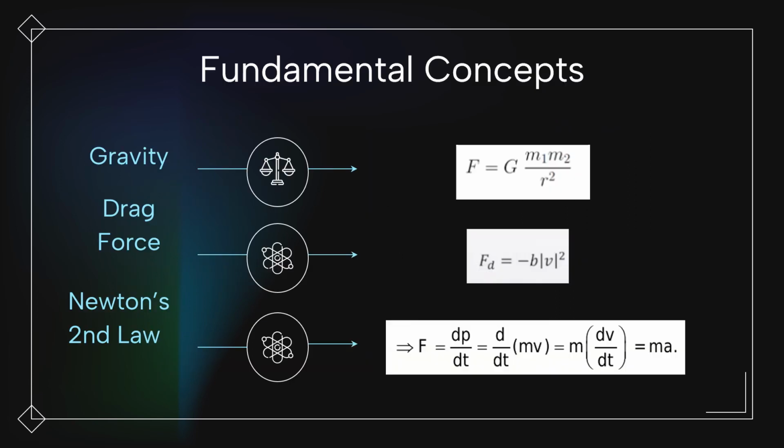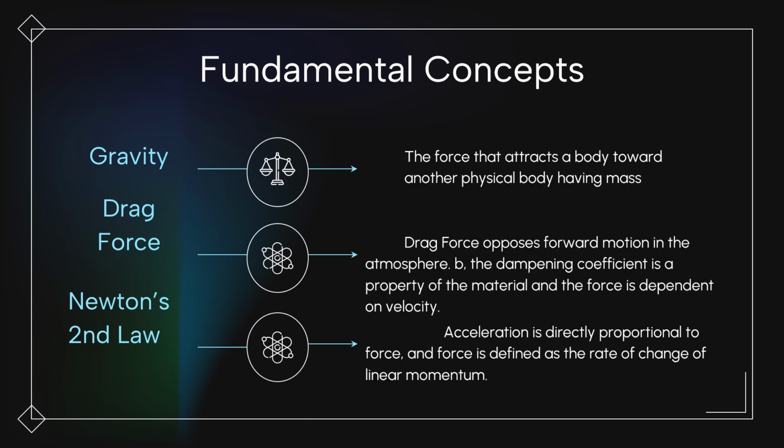So to get more into these fundamental concepts, we have gravity, which is demonstrated here, drag force demonstrated here, and Newton's second law shown here. Gravity is the force that attracts a body towards another physical body having mass, and drag force opposes forward motion in the atmosphere. B is the dampening coefficient, and it's a property of the material. And this force, drag force as a whole, is dependent on the velocity of the object.